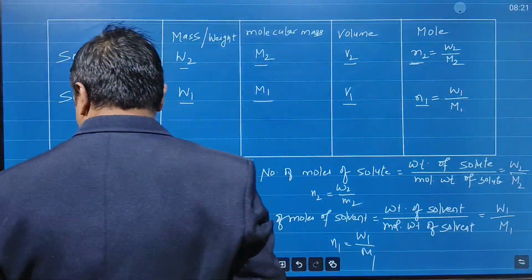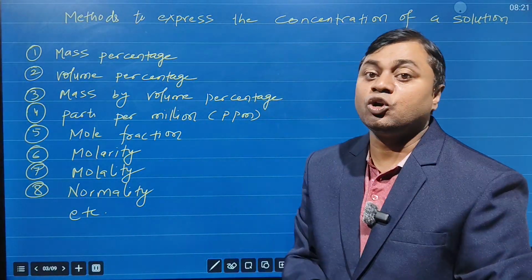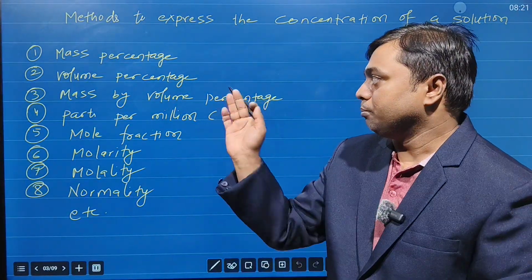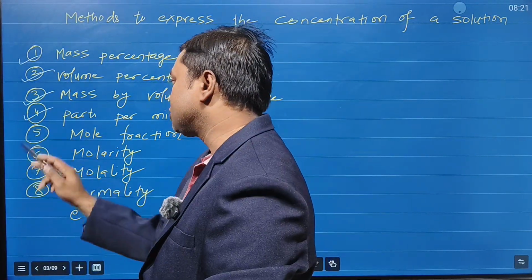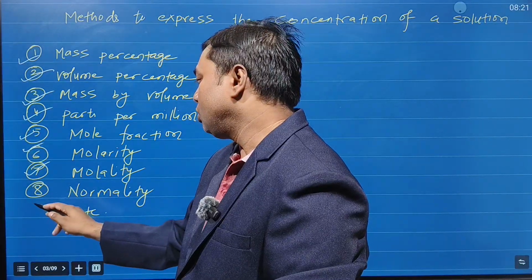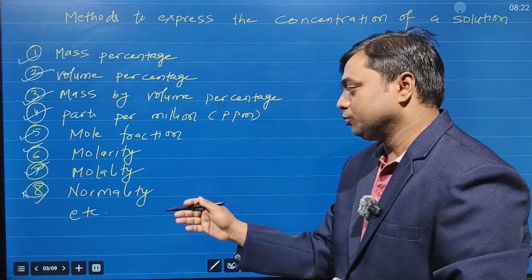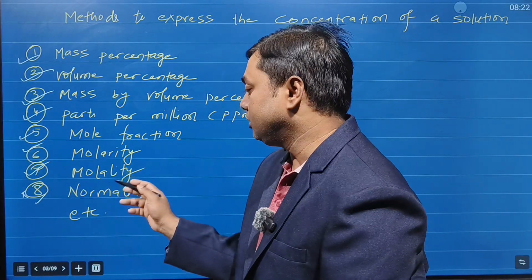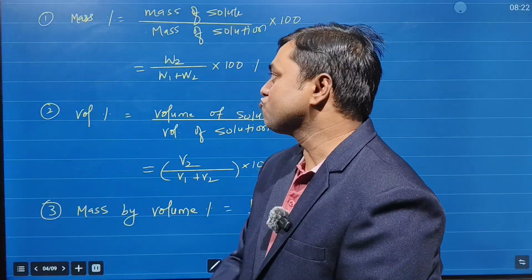W1 by M1. Now these are the various methods to express the concentration of the solution: mass percentage, volume percentage, mass by volume percentage, parts per million, mole fraction, molarity, molality, normality. Okay, this is generally deleted in the syllabus. But you should know the relationship between the molarity and normality.